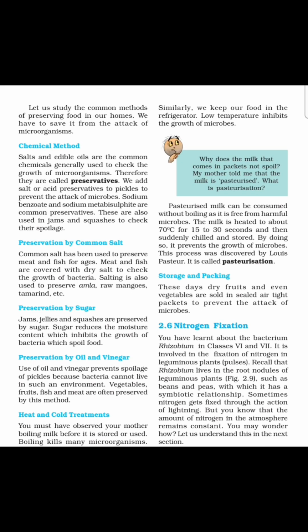Okay, now we will study the methods of food preservation. The first one is the chemical method, that is, salts and edible oils. These are traditional preservatives especially used in pickles. They create an environment where microbes struggle to grow. Okay, and the second one is sodium benzoate and sodium metabisulphite. These are common chemical preservatives used in commercial products like jams and squashes. They effectively inhibit microbial growth also.